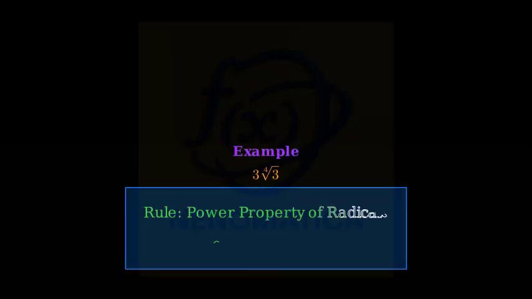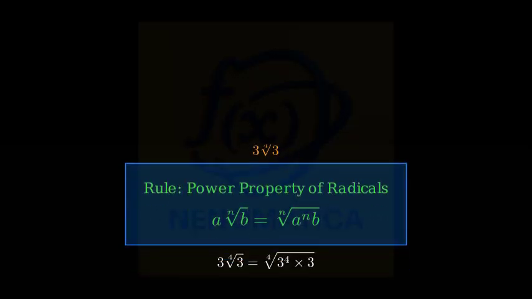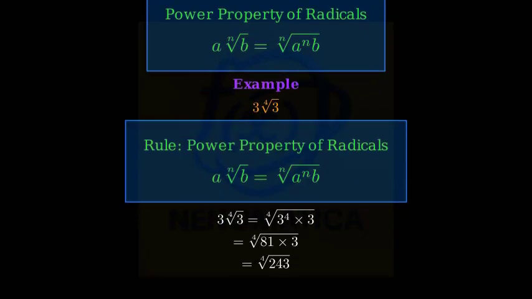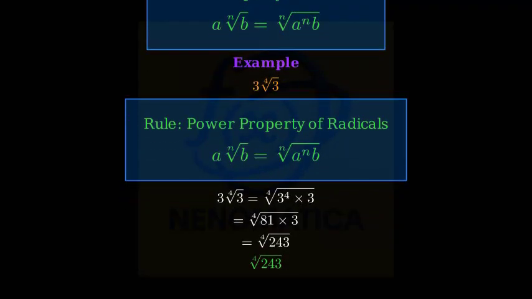We need to simplify the expression 3 times the fourth root of 3. According to our rule, we can rewrite this as the fourth root of 3 to the fourth power times 3. 3 to the fourth power is 81. So we get the fourth root of 81 times 3, which equals the fourth root of 243. Let's move to our second example.